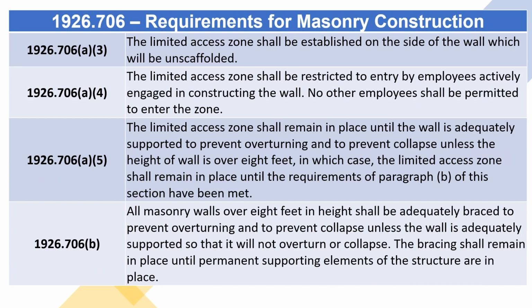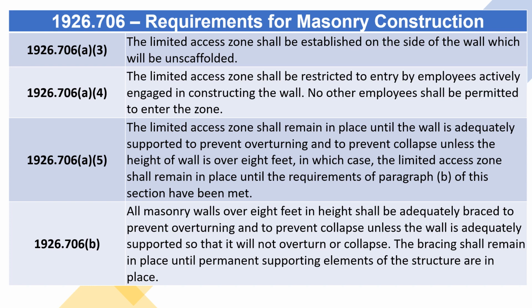(a)(1)(iii): The limited access zone shall be established on the side of the wall which will be unscaffolded. (a)(1)(iv): The limited access zone shall be restricted to entry by employees actively engaged in constructing the wall. No other employees shall be permitted to enter the zone. (a)(2): The limited access zone shall remain in place until the wall is adequately supported to prevent overturning and to prevent collapse unless the height of wall is over 8 feet, in which case, the limited access zone shall remain in place until the requirements of paragraph (b) of this section have been met.